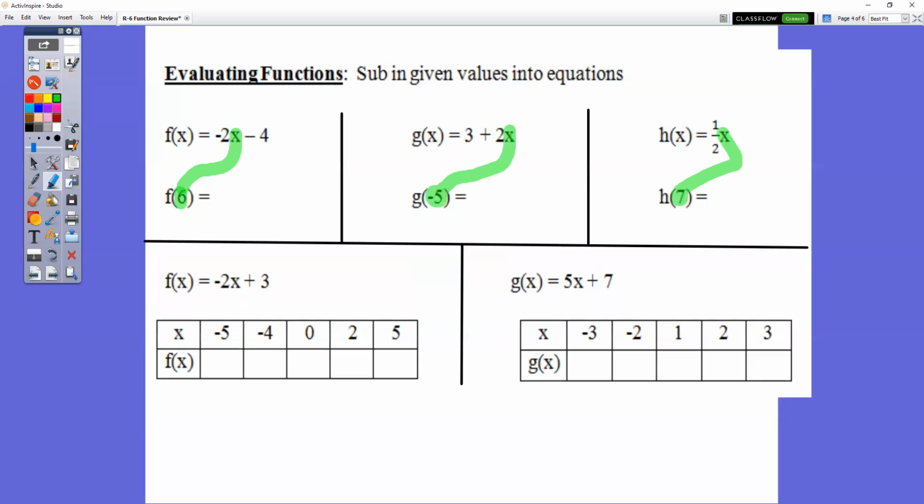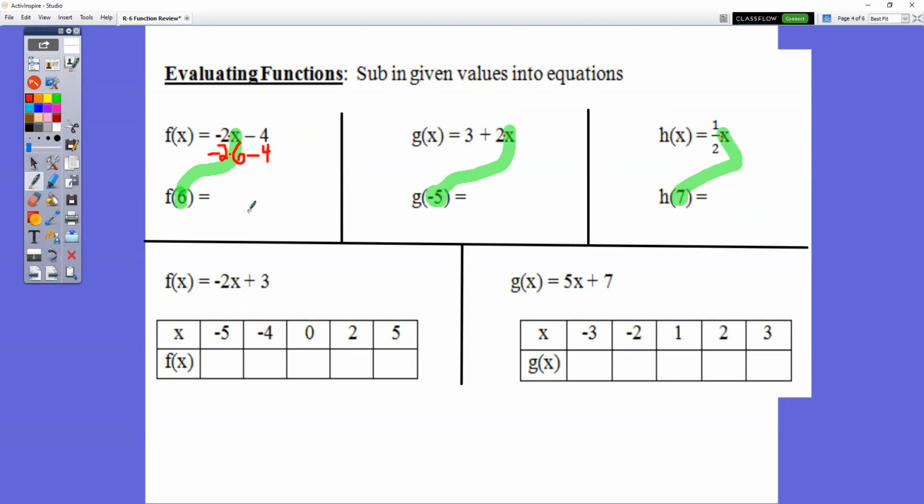Now remember, when you have a number next to a letter, that means times. So this is really -2 times X. This is really 2 times X. This is really 1/2 times X. So what we really have here is -2 times 6. Instead of -2 times X, I'm subbing in my 6, minus 4.